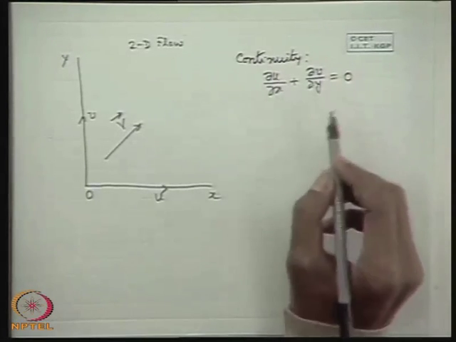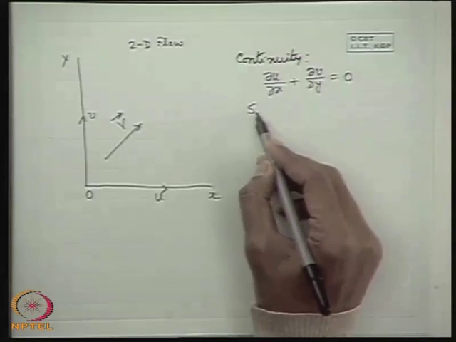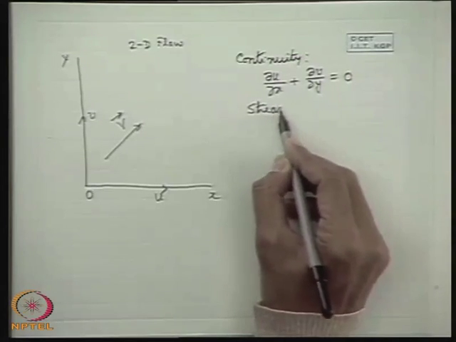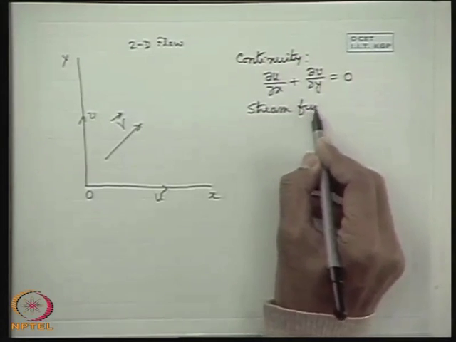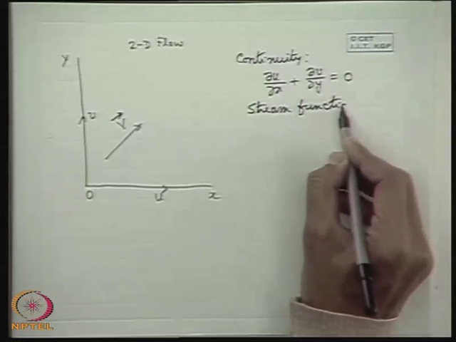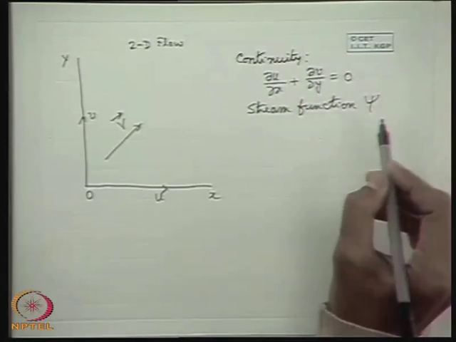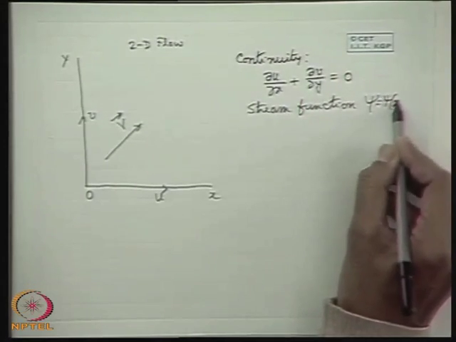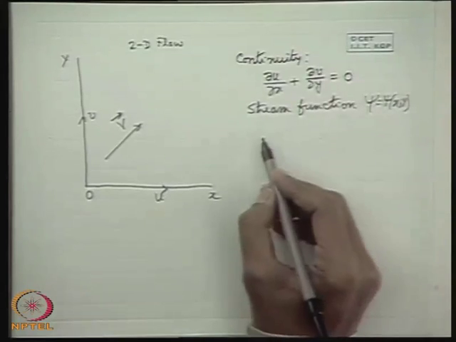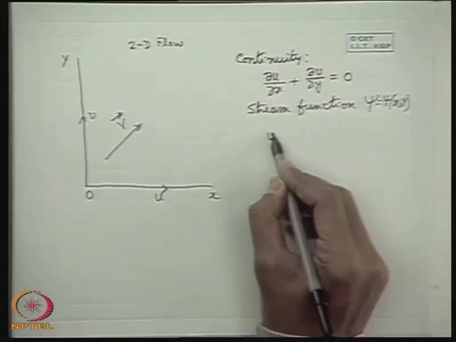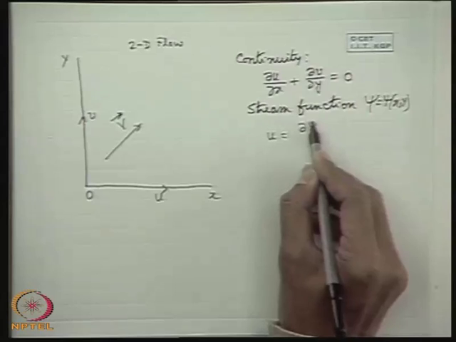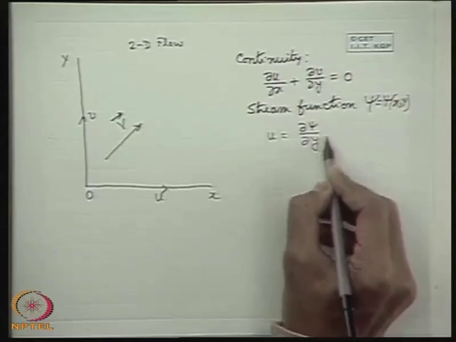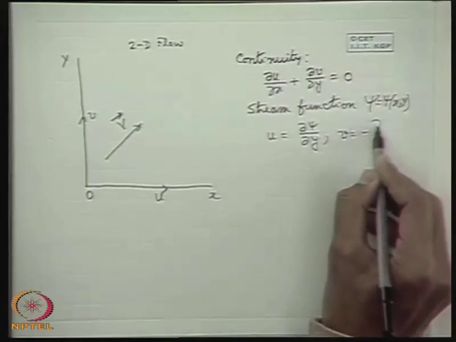Now as a consequence of this continuity equation, we define a function, the stream function. We have discussed this in detail earlier. The stream function psi is a function of space coordinates x and y in such a way that the velocity components are defined like this: u is del psi del y and v is minus del psi del x.